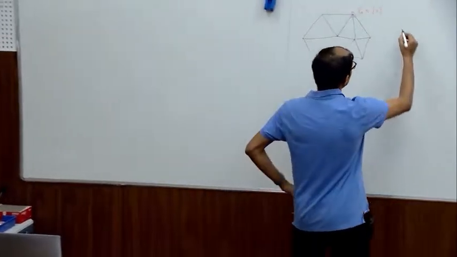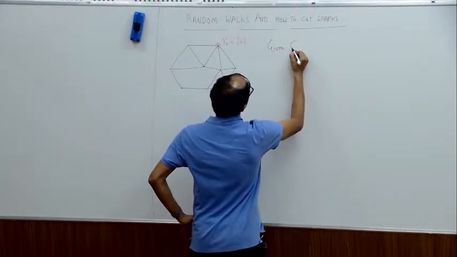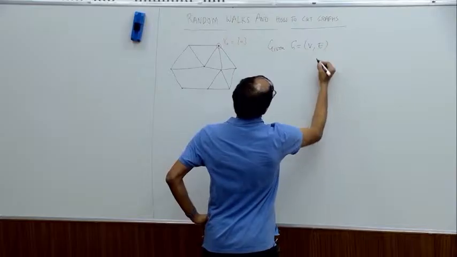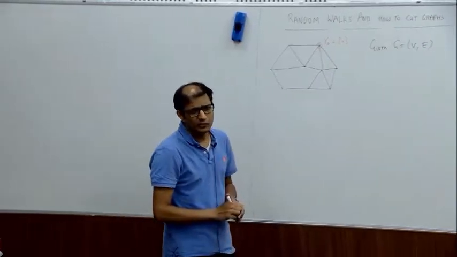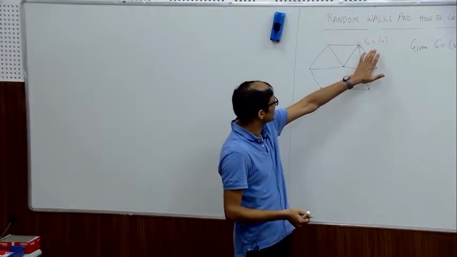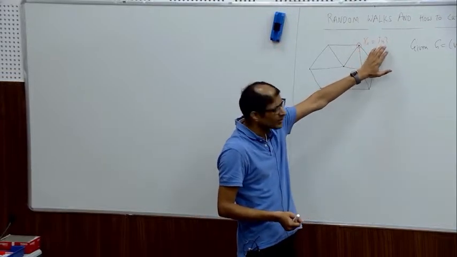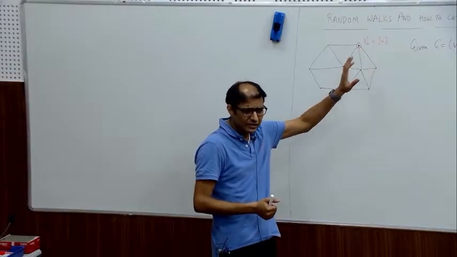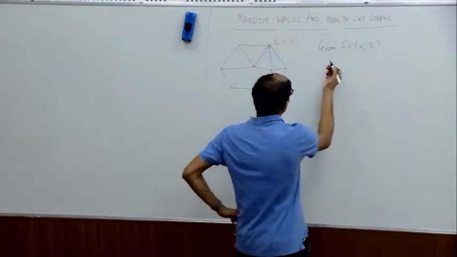You're given this graph, and you start at some vertex, your favorite vertex. It could be anything. In this example, I chose the vertex to be this one. That's called x0. It's the vertex u. I'm giving it a different name, x0. So what is a random walk?